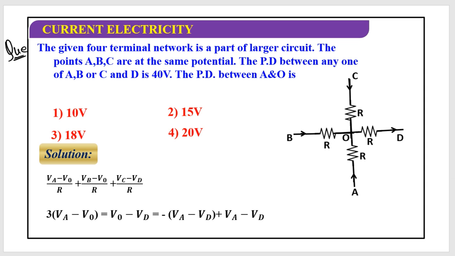Let's have a look at this. What does it say? The given 4 terminals network is a part of a larger circuit. The points A, B, C and D are at the same potential, and the potential difference between any of A, B or C and D is 40 volt. You require the potential difference between A and O.